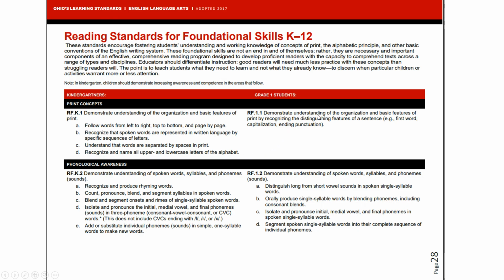Even in this area, I don't see anything that's focused on students learning punctuation. So if I was going to teach in my lesson the meaning of the exclamation mark, I might point to this standard. Reading Foundation, grade 1, talks about demonstrating an understanding of the organization of basic features of print by recognizing and distinguishing features of a sentence like the first word, capitalization, and ending punctuation.